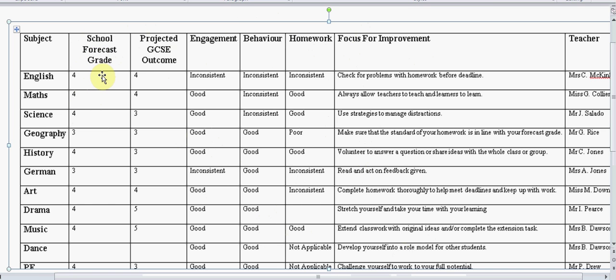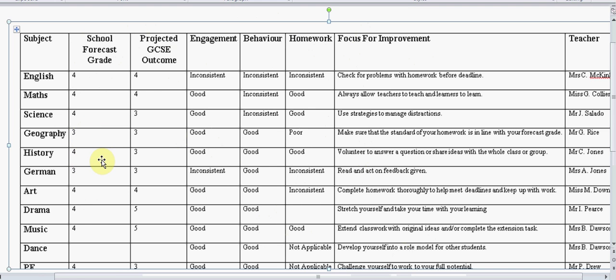So that's how this school forecast grade is worked out. How well did the student do at Key Stage 2? How well is the school expected to do generally? And from that we are able to come up with the forecast grade. So this student, all those things considered, should be getting a 4 in English, a 4 in Maths, a 4 in Science, a 3 in Geography, 4 in History, and so on.